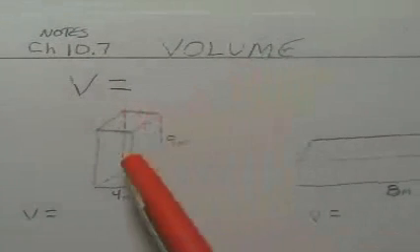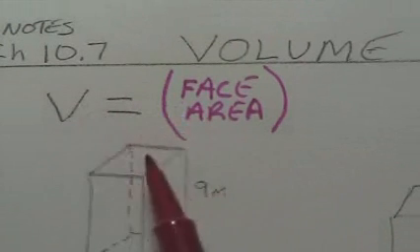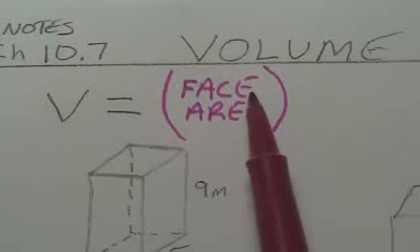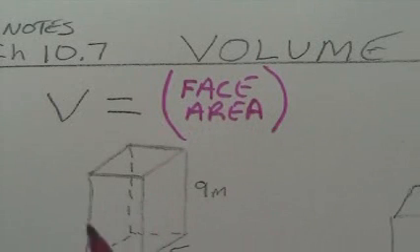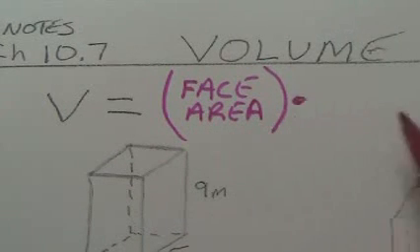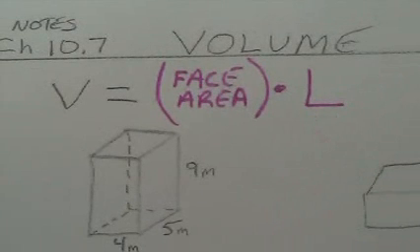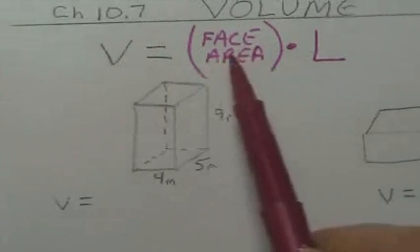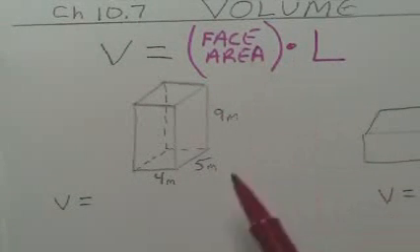Okay, today we'll talk about volume of different prisms and cylinders. For volume of anything, what we want to do is take the face area, and I'll explain what a face is in just a minute, times the length. Face area times the length. Now this formula will work for all volume. It's the face area times the length.